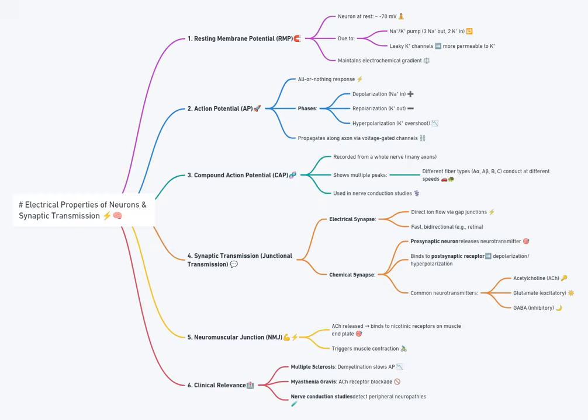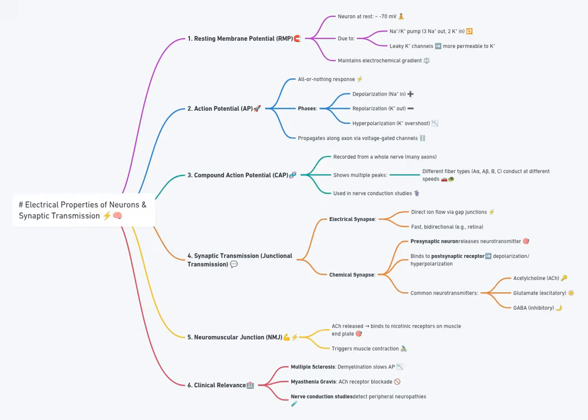Synaptic transmission is modulated by several factors including neurotransmitter reuptake, enzymatic degradation, receptor sensitivity, and synaptic plasticity. These mechanisms play crucial roles in learning, memory, and adaptive responses.